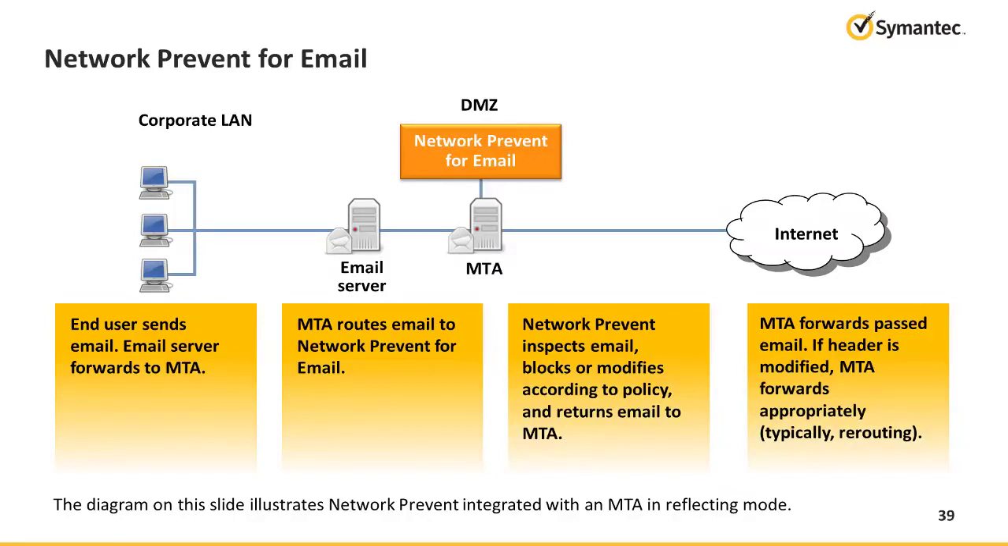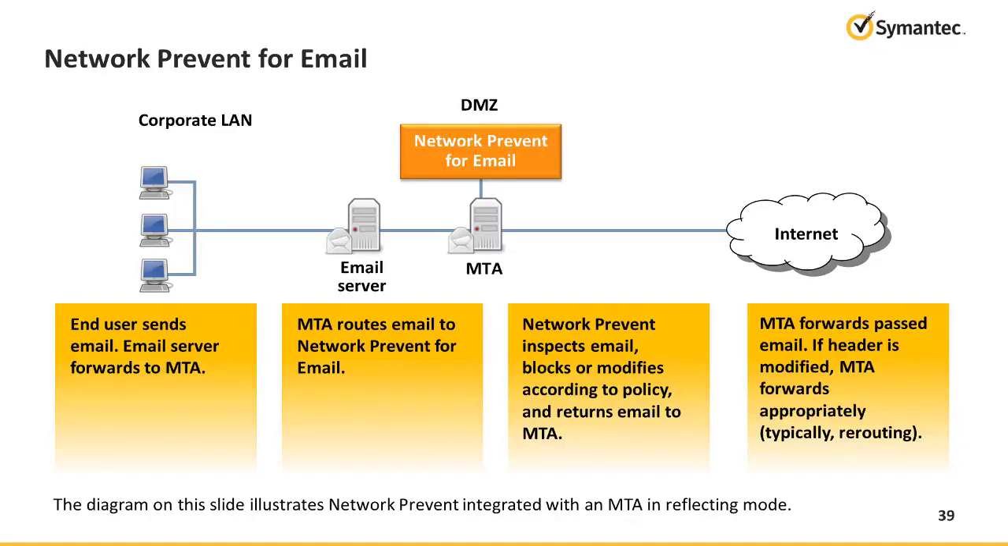As shown in this figure, end users will send email, which goes through an email server to a mail transfer agent, or MTA. The MTA initiates a transaction with the Network Prevent for email server and sends the email over for inspection. The Network Prevent server then analyzes the email while keeping the original MTA-initiated transaction open. If the email triggers any policies, Network Prevent captures the incidents and sends them to the Enforce platform. The Network Prevent for email server also executes any Network Prevent for email responses.